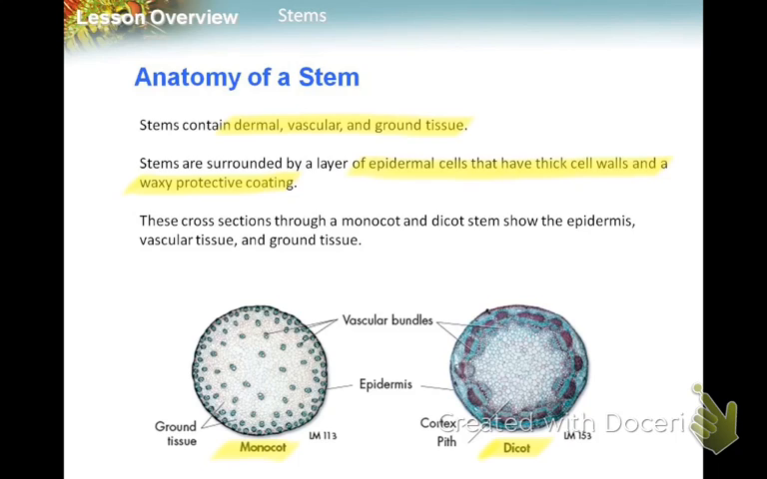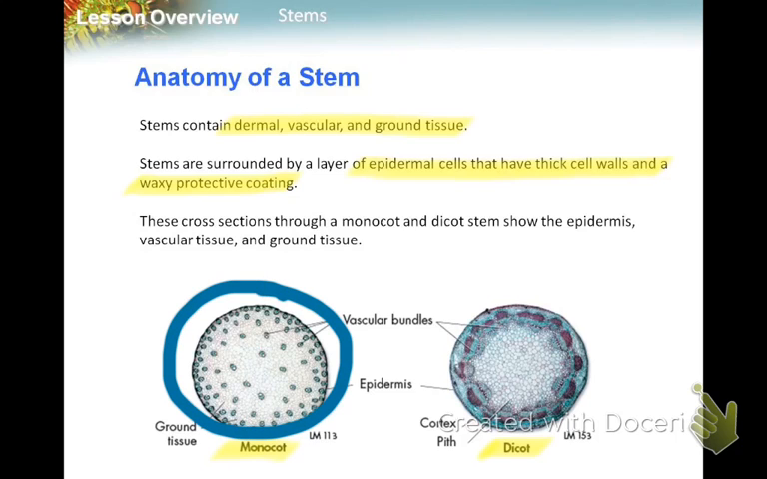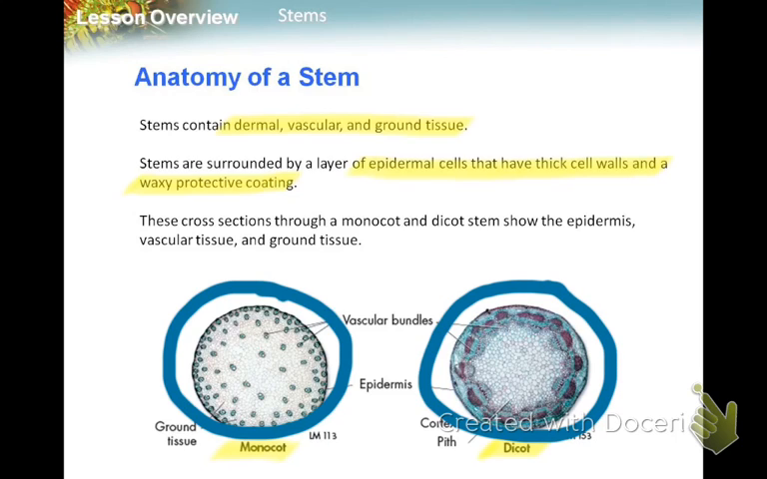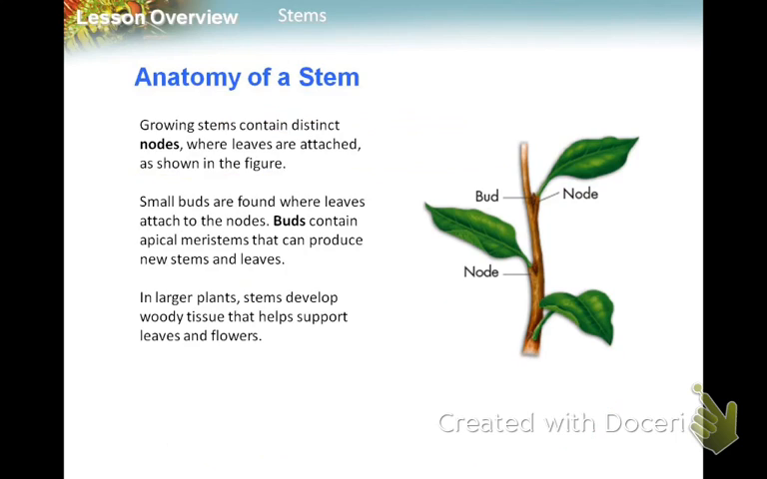You can see the difference between a monocot and a dicot stem. You can see the dermal, the vascular, and the ground tissue. With monocots, the vascular bundles are kind of scattered throughout, as you can see here. With a dicot, the vascular bundles are arranged in a ring. So that's one of those differences that we were talking about the other day.